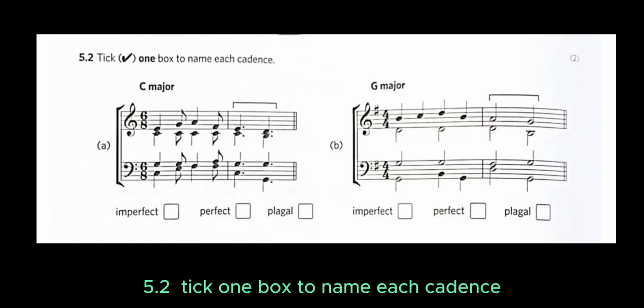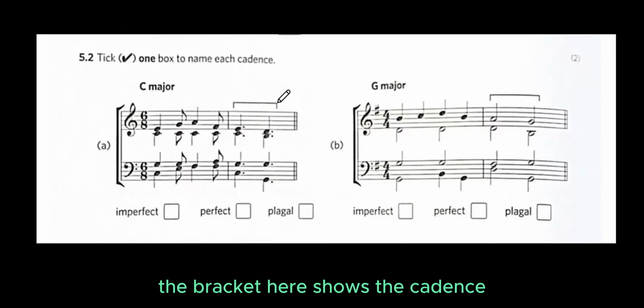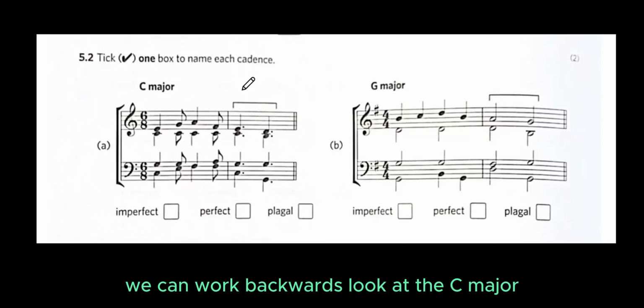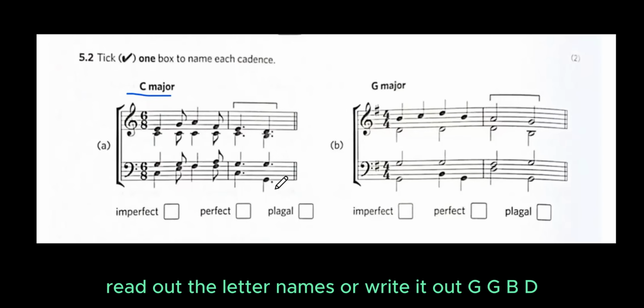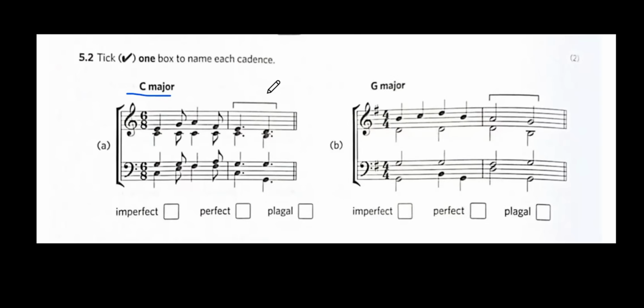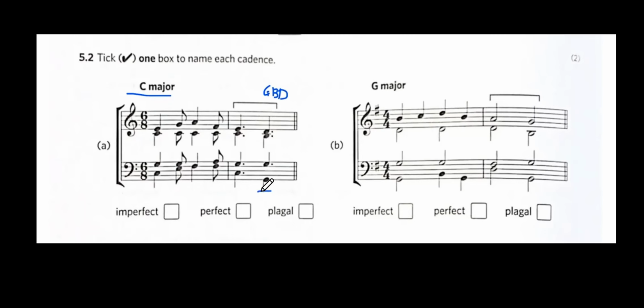5.2. Tick one box to name each cadence. Look at A. The bracket here shows the cadence. We can work backwards. Look at the C major. Read out the letter names or write it out. G, B, D. So according to C major, G, B, D is the 5 chord. We can jot it down here.